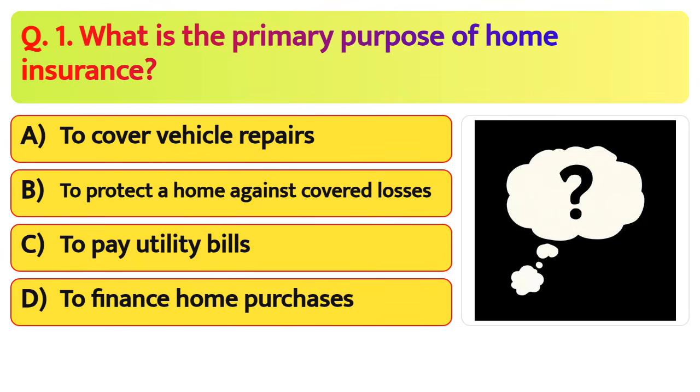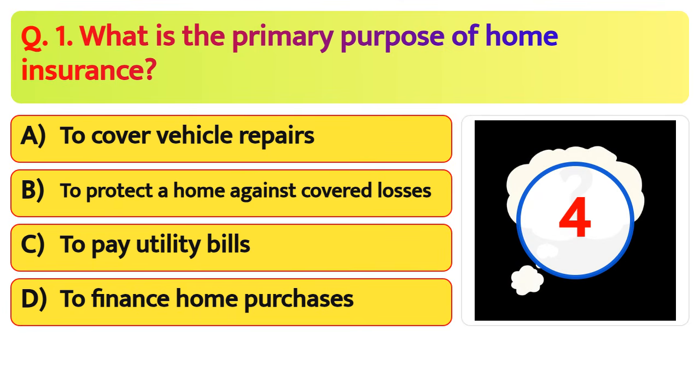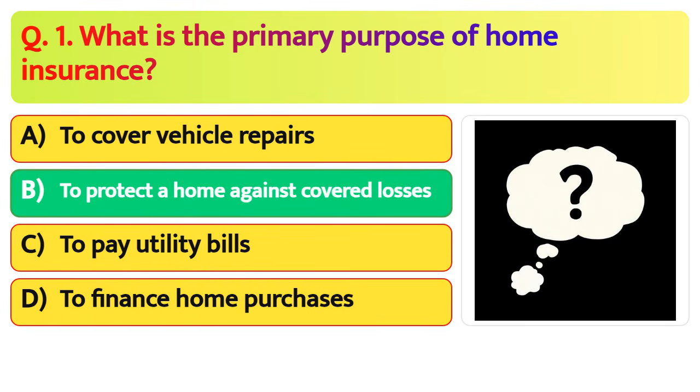Question 1. What is the primary purpose of home insurance? Option A. To cover vehicle repairs. Option B. To protect the home against covered losses. Option C. To pay utility bills. Option D. To finance home purchases. Correct option is to protect a home against covered losses.